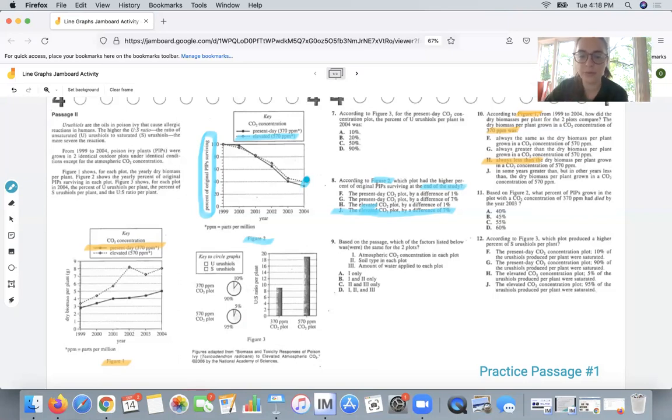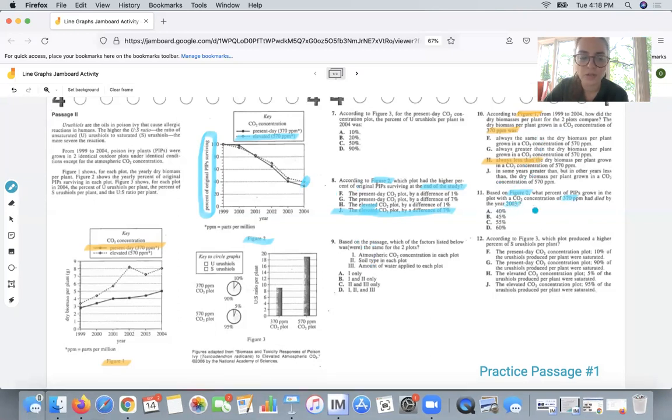Let's see if we see any other ones that go with figure 2 while we're on figure 2. 9 asks about both, so you would save that to the end. We already did 10. 11. Based on figure 2, what percent of the plants grown with a concentration of 370 had died by 2003? So they gave us all the information to know which part of the graph we're looking at. We're on figure 2. We're looking at the 370 parts per million. So that'll be the solid line. Okay, and we're looking at 2003 as the year. So they're asking about this data point right here. Solid line 2003.